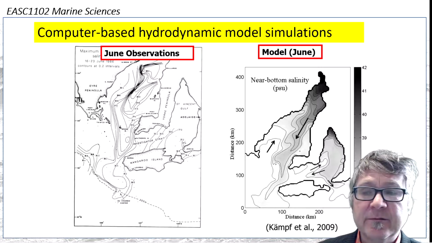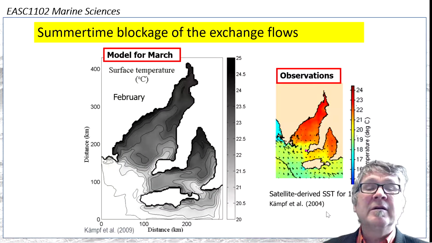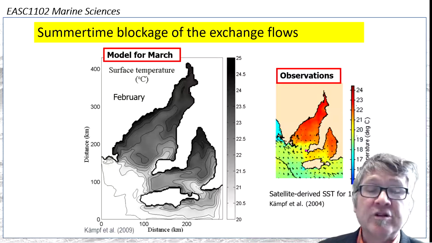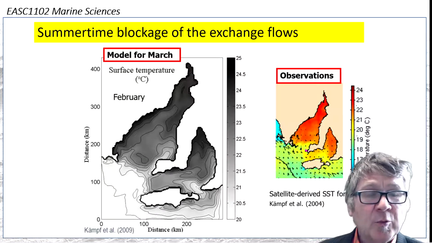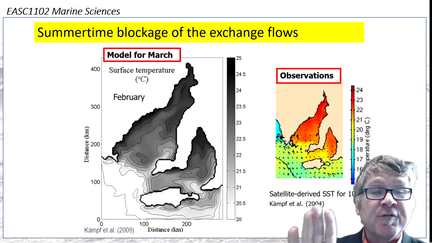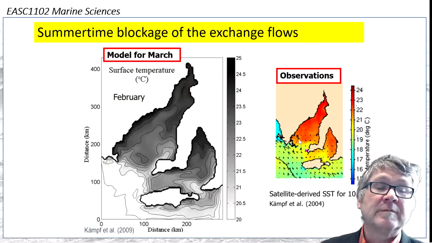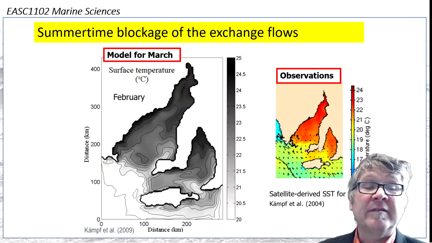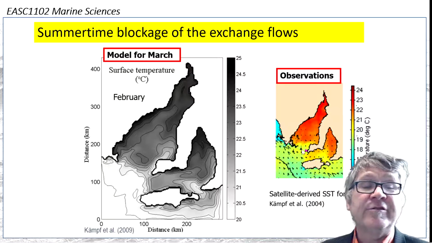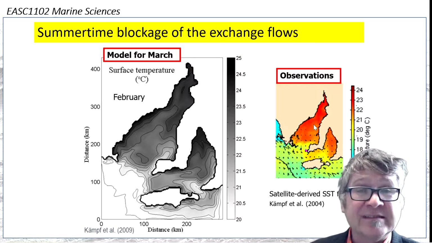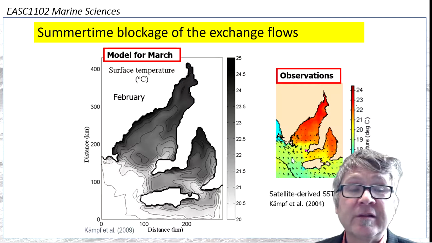In summer it's different. What you get in summer is a summertime blockage of the exchange flow. So the exchange flows actually stop during summer. What's shown here is a temperature front. This is the satellite observation of sea surface temperature. You can see at the entrance of Spencer Gulf there's a transition between the warm water inside the Gulf, exceeding 22 degrees, and the colder water that you find on the shelf.